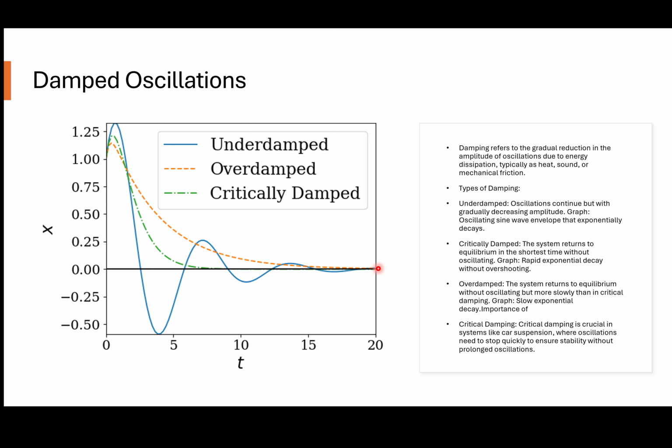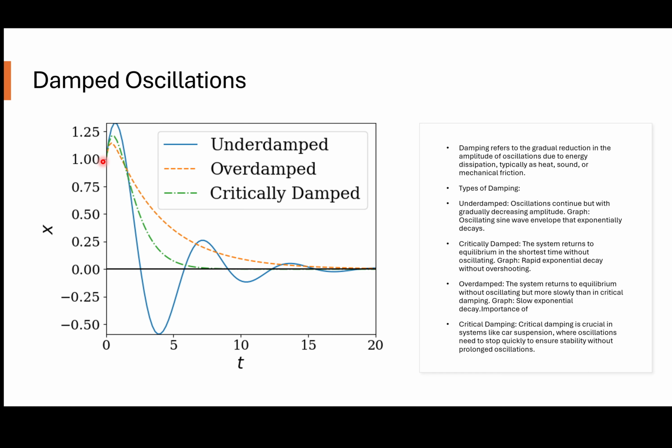And for over damping, the system returns to equilibrium without oscillating, but it happens more slowly than critical damping. So let me just repeat. For underdamping, the system continues to oscillate but gradually reaches equilibrium. For overdamping, the system does not oscillate but reaches equilibrium in its own timing. But for critical damping, it tries to reach equilibrium in the shortest amount of time possible. Now, how is this important at all?